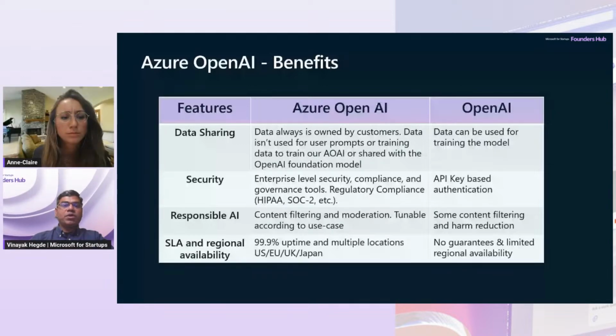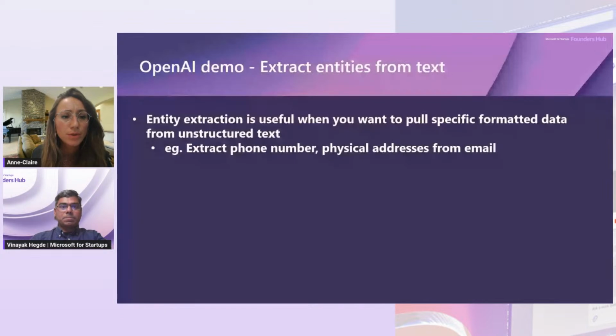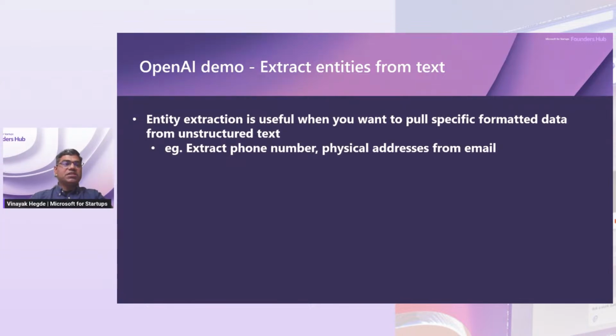It could be a phone number, a physical address, or an email. Vinay, apologies, we couldn't see your slide. We have the slide you were talking about. Can you see it? Now we can see the OpenAI demo. It's fine. Okay, cool. Thank you. Maybe some issue on my side in the network.